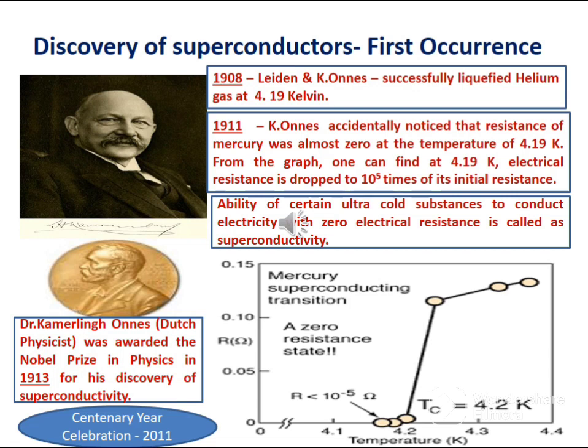superconductivity. And for this discovery, Dr. Kammerlingh Onnes, a Dutch physicist, was awarded the Nobel Prize in Physics in the year 1930. And in the year 2011, several scientific events were celebrated globally to mark the centenary year of the discovery of superconductivity.